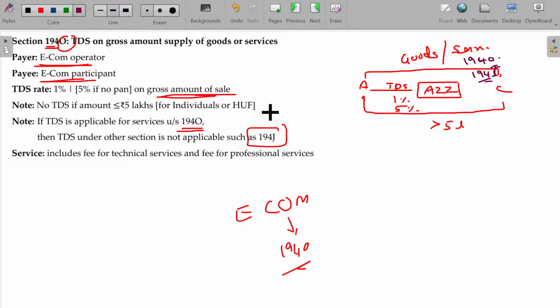There may be lots of online coaching platforms available. I am giving the classes through an online coaching platform. I am getting the payment only from the service provider, the e-com operator. For the overall collections, the payment may be more than say 10 lakhs in the year. Then that online coaching platform will deduct the TDS. In that case, 194 O will be applicable. 194 J will not be applicable.